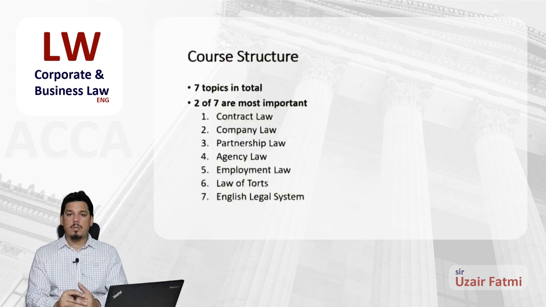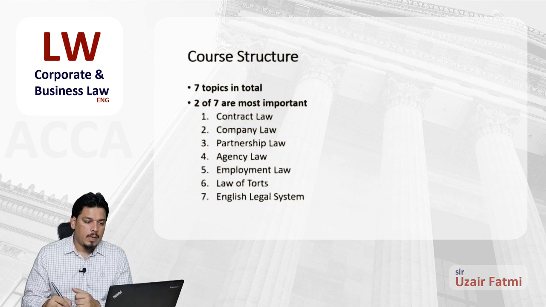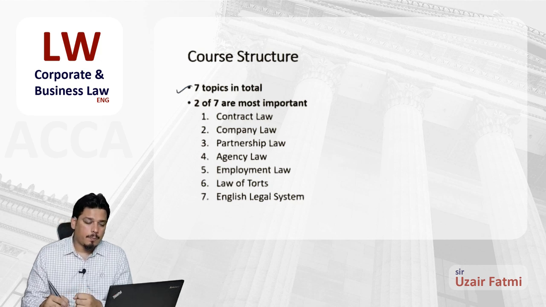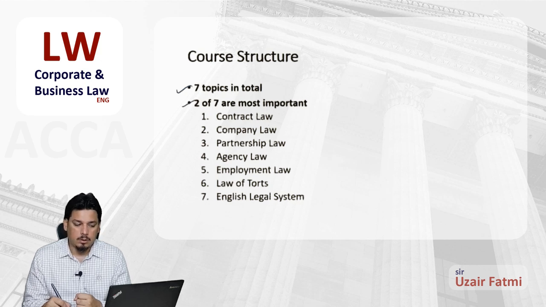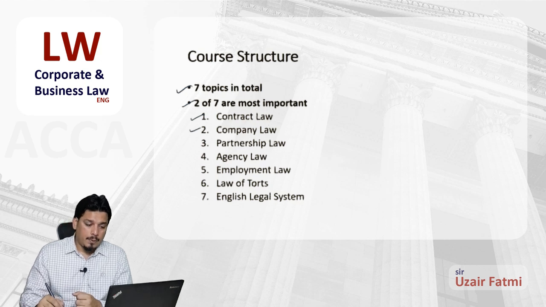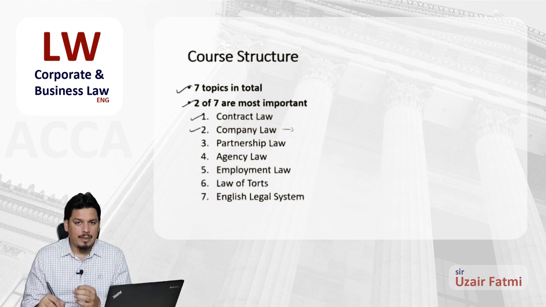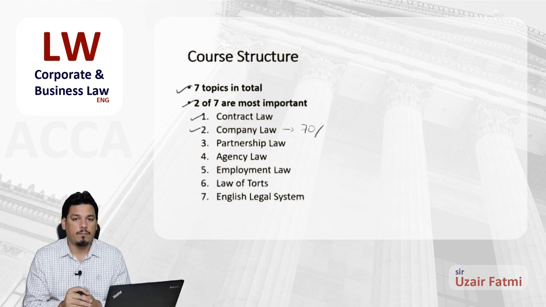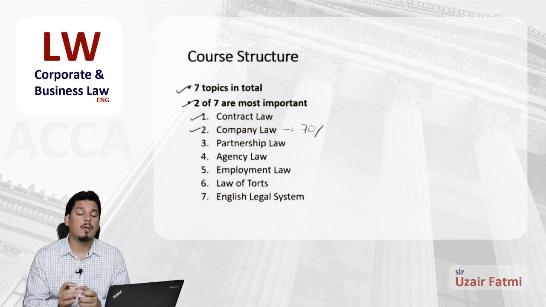So let's look at the course structure. As you can see, there are a total of 7 topics. In comparison with other skills papers, it is a quite short course and also an easy one. Out of these 7 topics, 2 of them are most important. Number 1 is contract law and number 2 is company law. And company law is, on the other hand, the most lengthy area of your course, as it covers almost 70% of the whole paper. So expect more questions from this area in your exam.